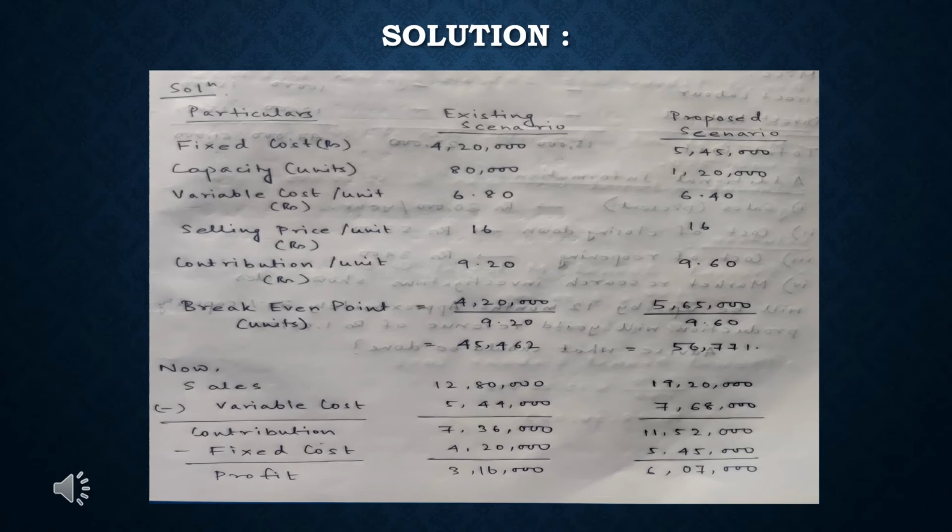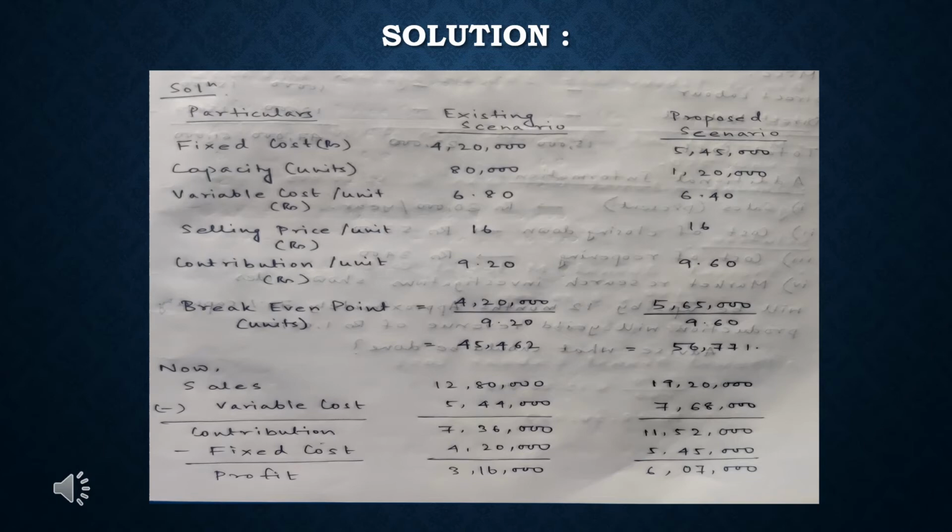In the existing scenario, as we can see, the contribution comes at 9.2 per unit. So basically, in the existing scenario, the break-even point is practically 4,20,000, which is our fixed cost, divided by contribution per unit, or, as you can see, 45,462 units. This is the break-even point for the existing scenario.